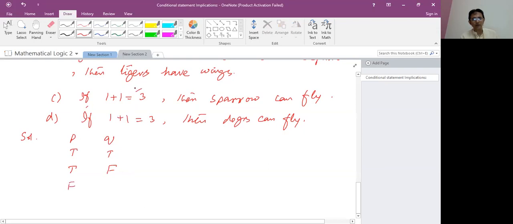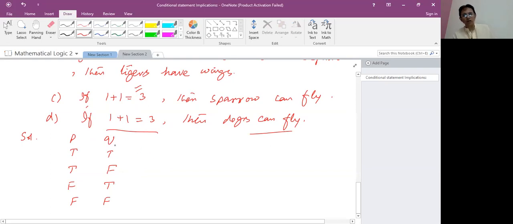It means the given statement is false. The sparrow can fly, it means it is true. The sparrow can fly easily with the help of feathers. If 1 plus 1 is equal to 3, it means it is false. And the dog can fly. This statement represented here is false.